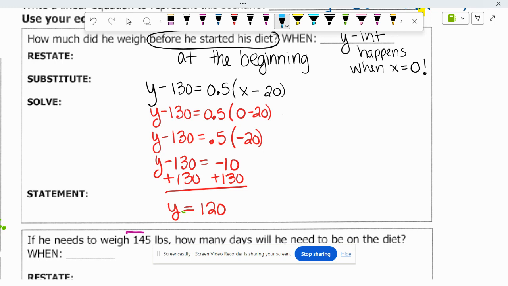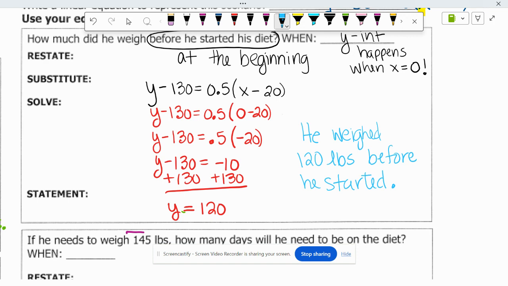Jordan, what's our statement going to be? How much did he weigh before he started? Yeah, he weighed 120 pounds. I put LBS for pounds. He weighed 120 pounds before he started. Perfect.